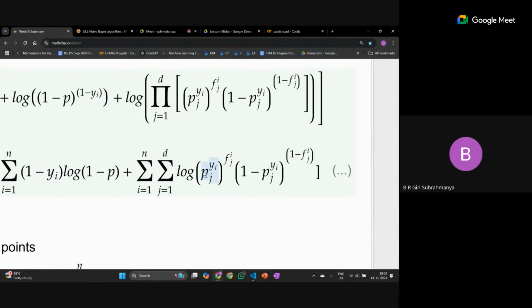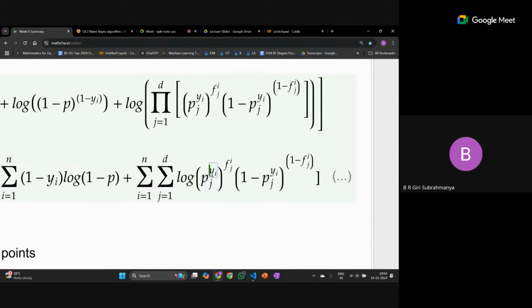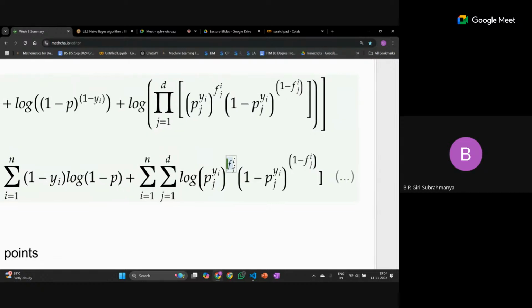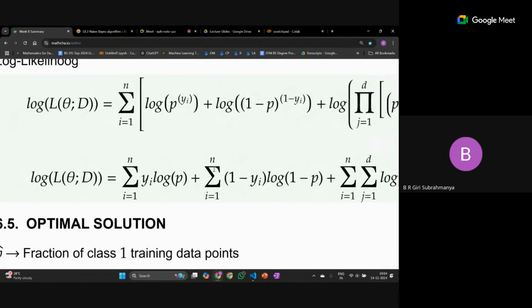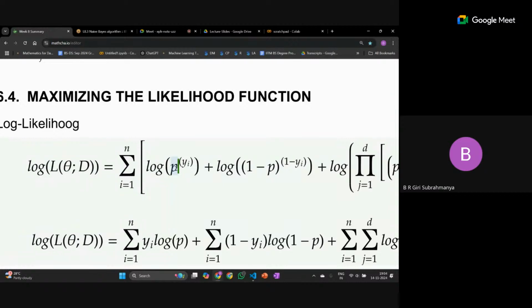Okay. Now one thing. This y_i is a part of notation and this f_ij is a number. So you should not multiply these two. Here this y_i is a notation. But here this y_i is not a notation. Here this y_i is the value itself.